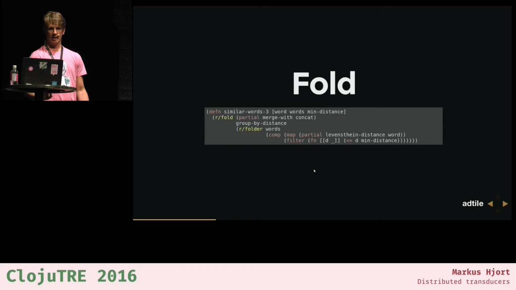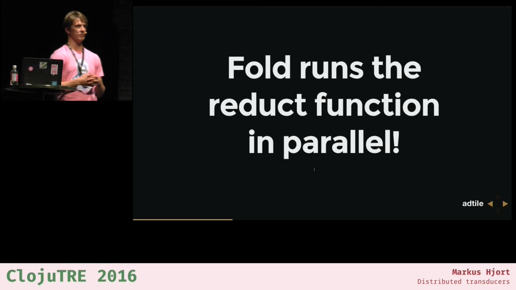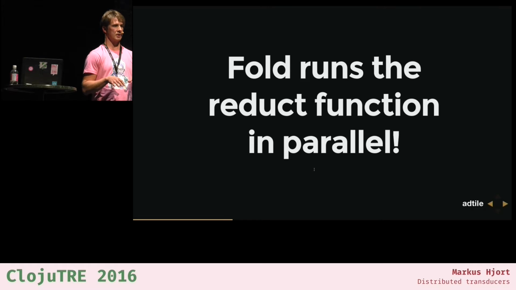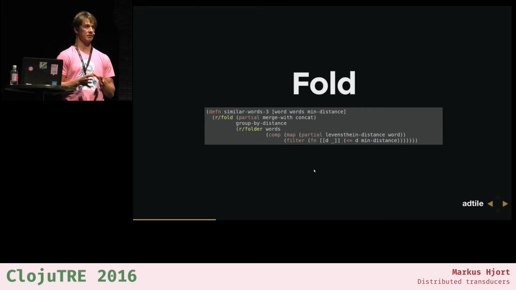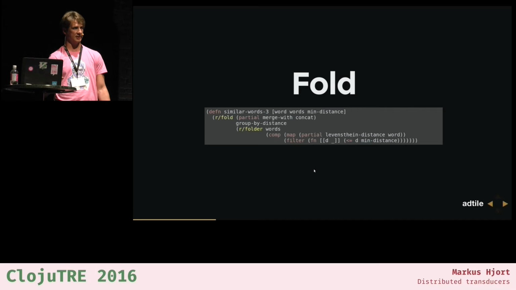So this again works. But now there's a catch related to the problem we are solving here. The parallel version of fold only runs the reduce function in parallel, and in this case this group by distance is very easy to calculate, but the actual CPU-heavy calculation is in the Levenstein distance. So it's in the wrong place, in a way, that the thing that is running in parallel.